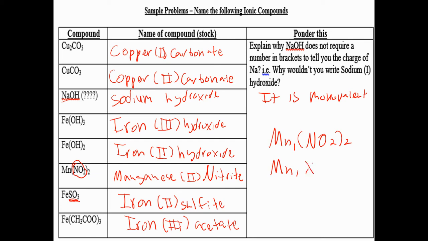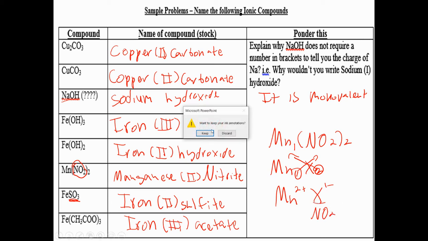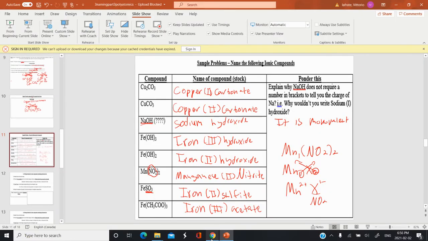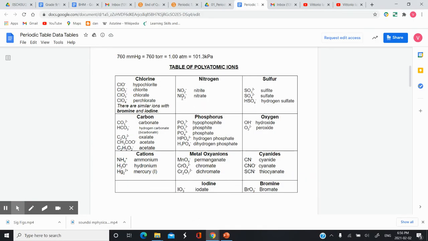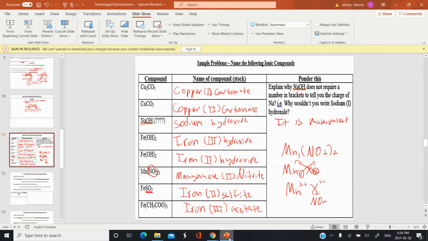So Mn X2, just do your crisscross, Mn 2 plus, X1 minus. Remember this stood for NO2. Is NO2 1 minus? If you look in your table, NO2 is 1 minus, so we're good. It wasn't reduced, so that makes it manganese 2 plus. So we did the right thing.